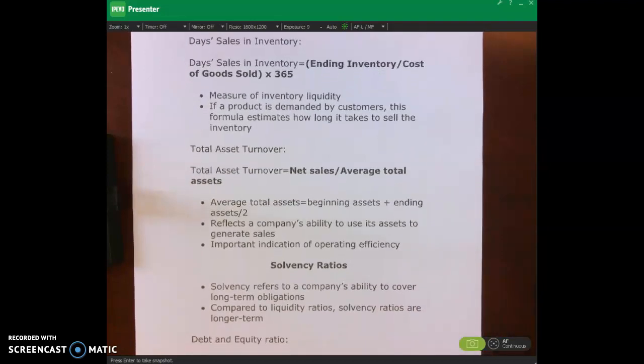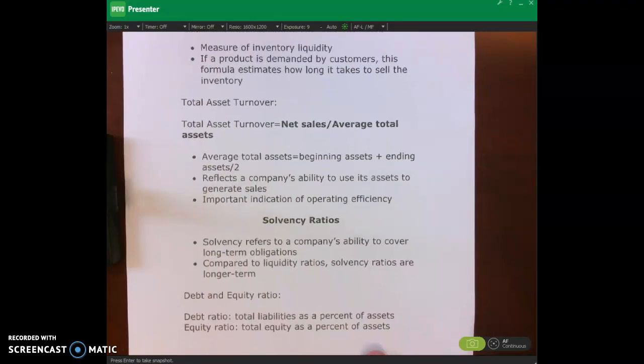We also have solvency ratios. And remember, solvency refers to our ability to cover our long-term obligations. Liquidity was our ability to use our resources, to have enough resources to cover our short-term obligations. This is longer term. So compared to our liquidity ratios, such as the current ratio and the quick ratio, our solvency ratios are longer term.